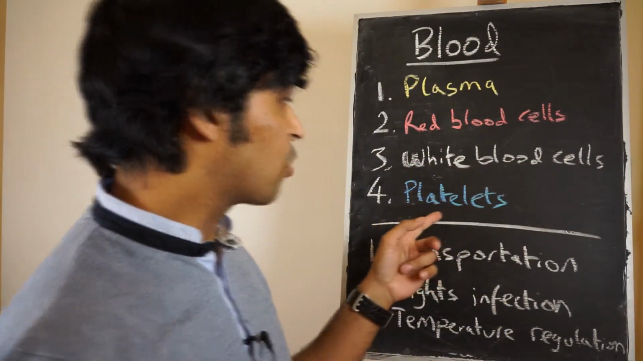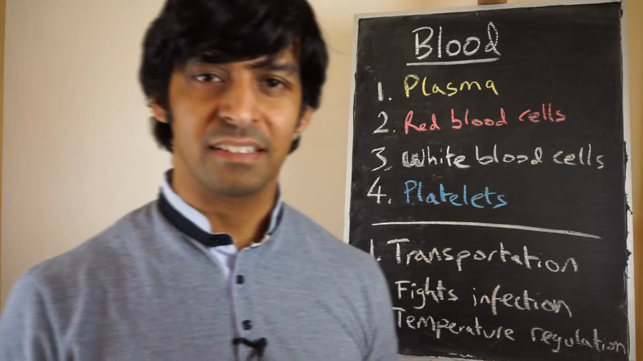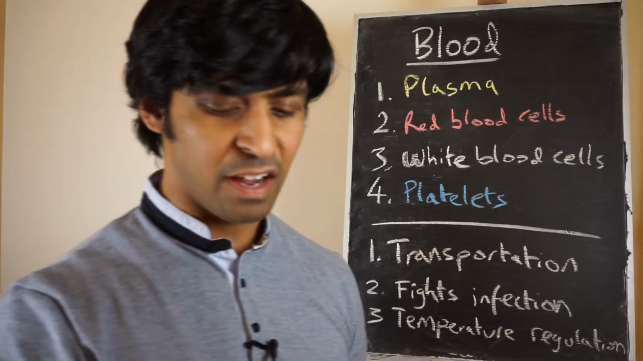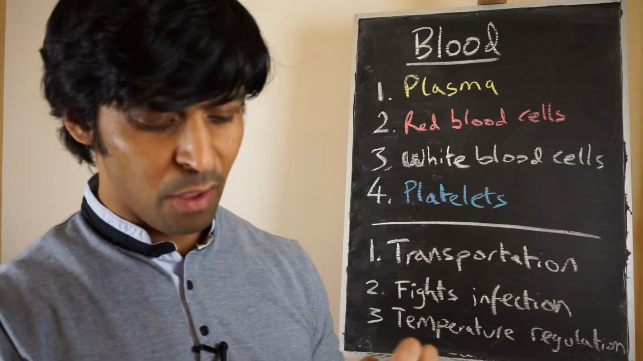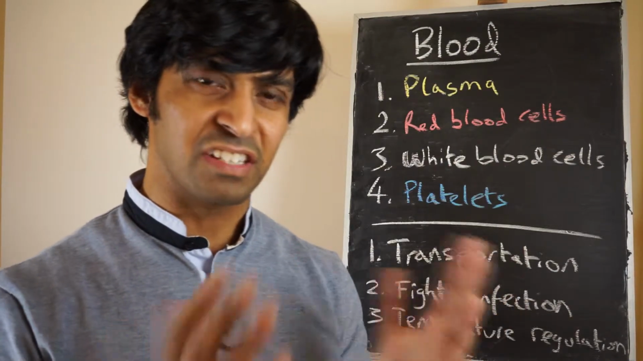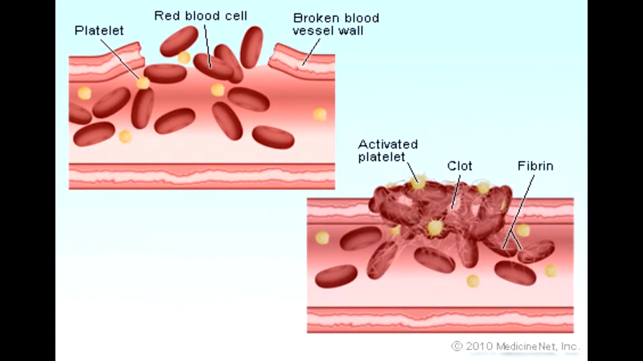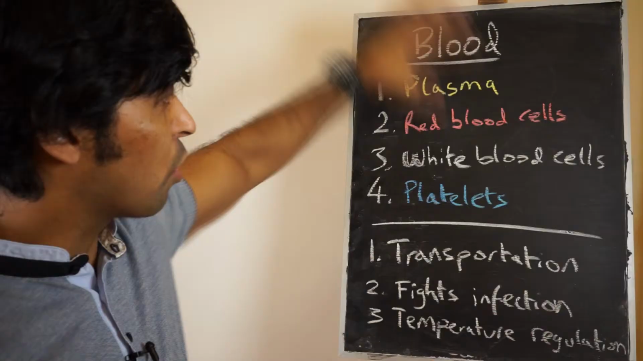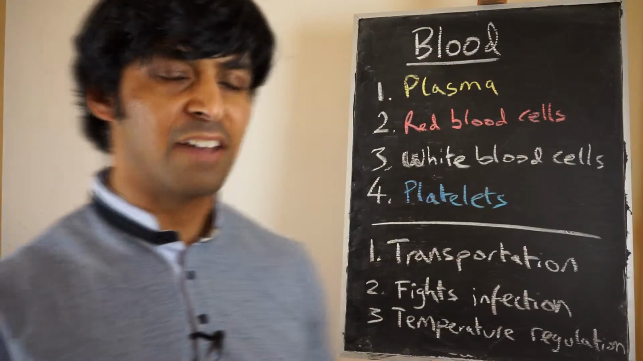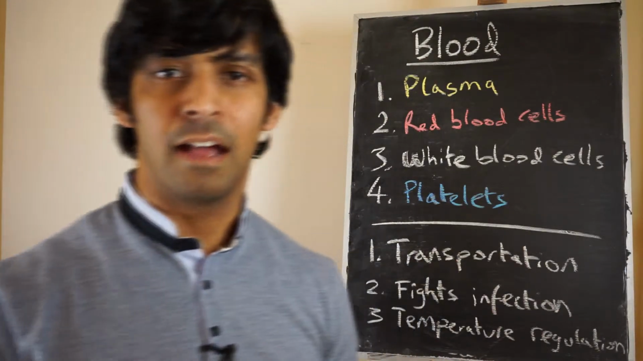And then you've got these things called platelets. Now, platelets, what they do is once you've cut yourself, if you leave it a while, the platelets form a scab, which is kind of like a covering over the wound itself. Okay? So these are the four components of blood, and we've got three main functions.